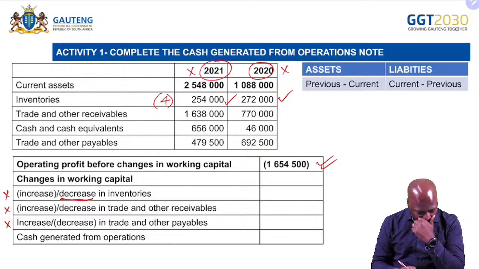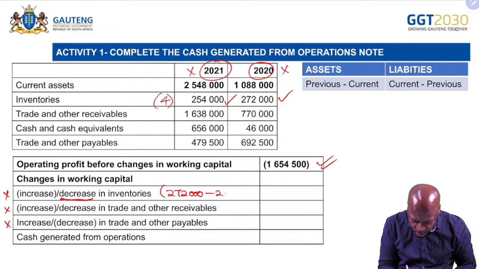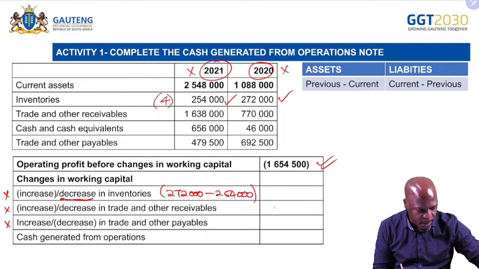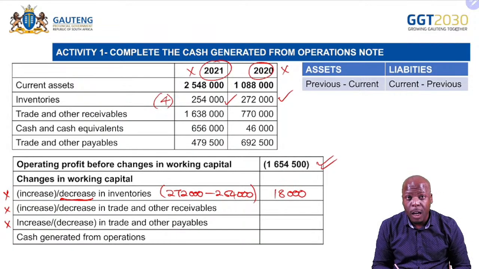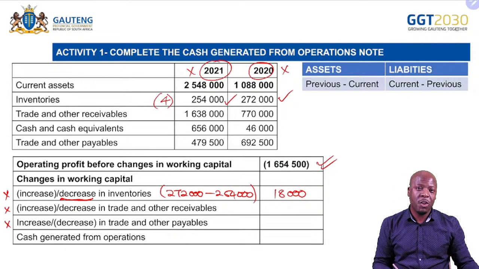Cash inflow. All right. So in other words, I'm going to come here and do my calculation. I'm now going to say 272,000 minus the 254,000. And then the difference between those two figures should give me 18,000. Okay. How do I know it's a cash inflow? Simple. There's a decrease in inventory.